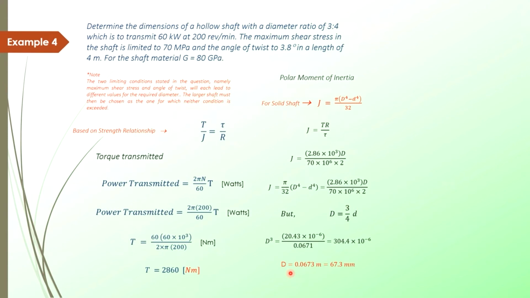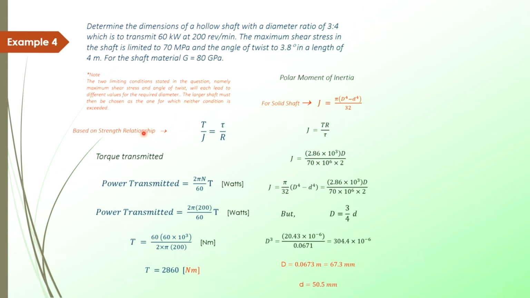So you can find out the external diameter should be 67.3 millimeter. If you substitute 4/3 here for the uppercase D, for the external diameter, you will be able to find the external diameter is 67.3 millimeter and the internal diameter as 50.5. These are all mathematical problems. Okay, so that is based on strength.